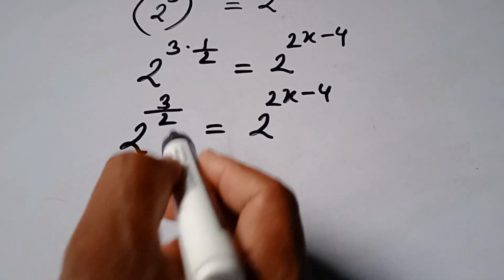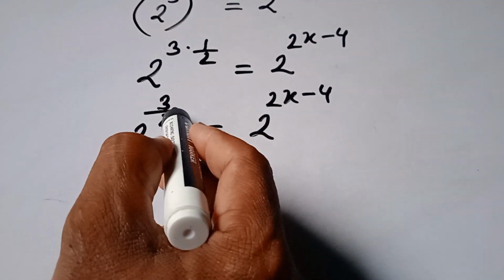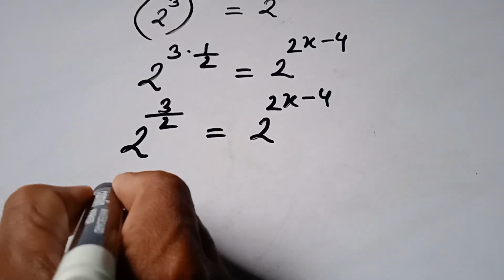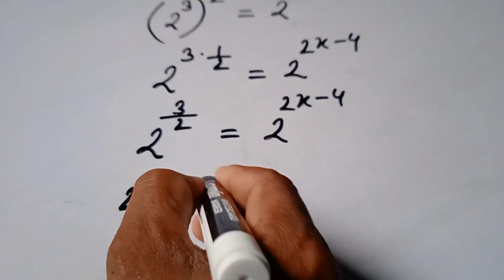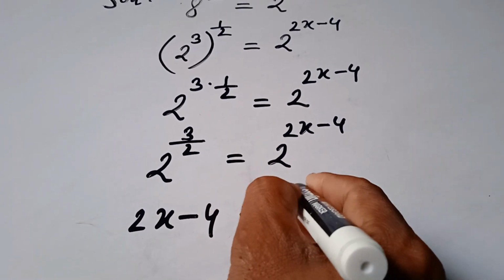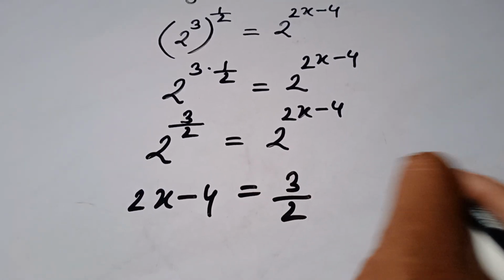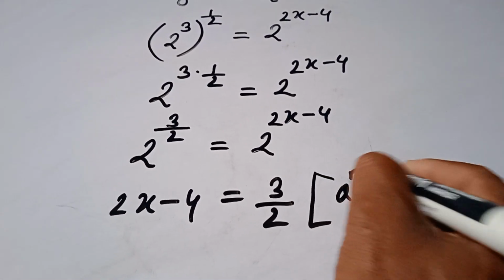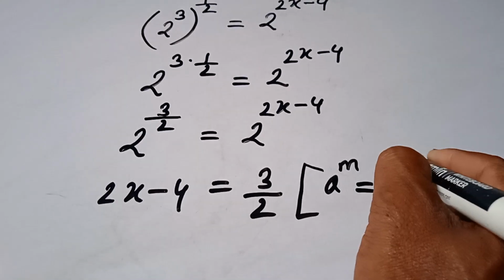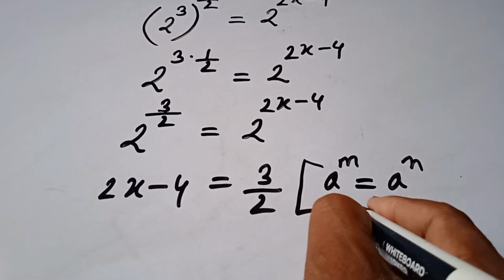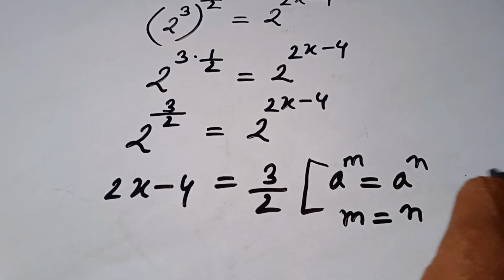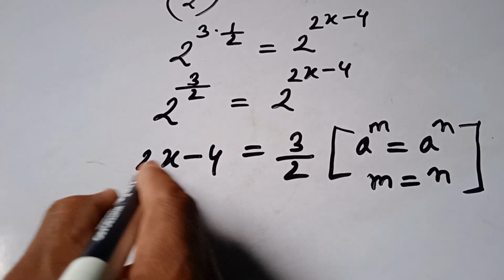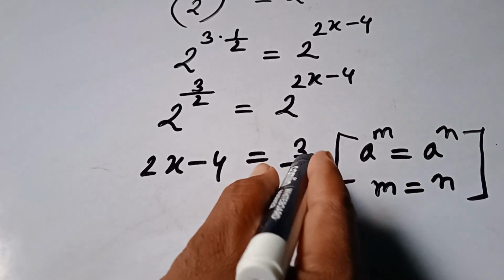Then the bases are equal to 2, so the exponents are equal. 2 power 3 by 2 is equal to 2 power 2x minus 4, so 2x minus 4 is equal to 3 by 2. Formula: if a to the power m is equal to a to the power n, then m is equal to n. Then 2x minus 4 is equal to 3 by 2.